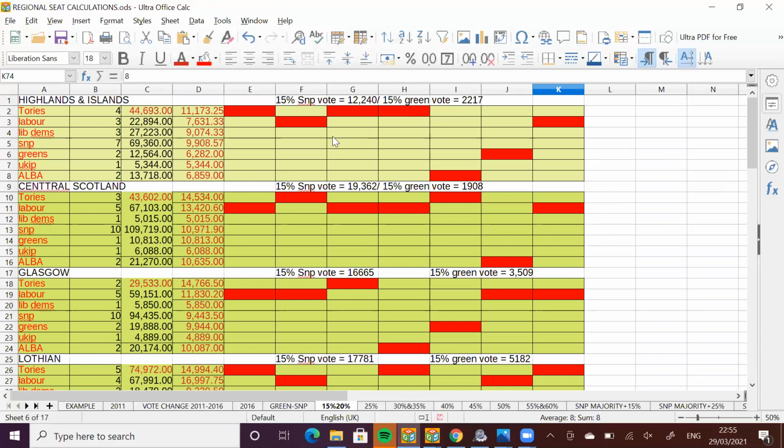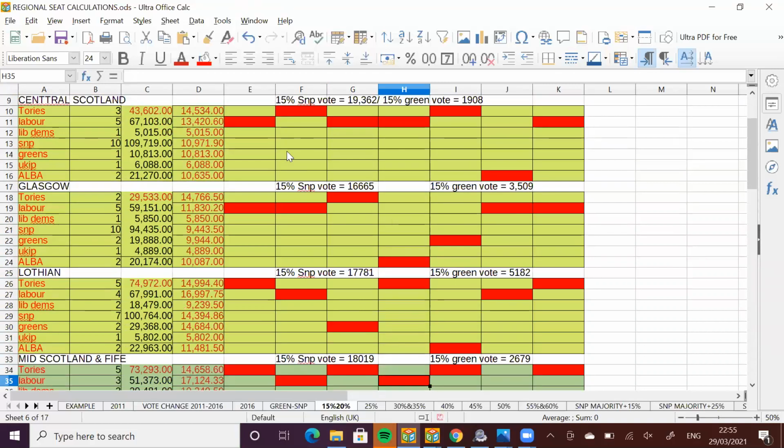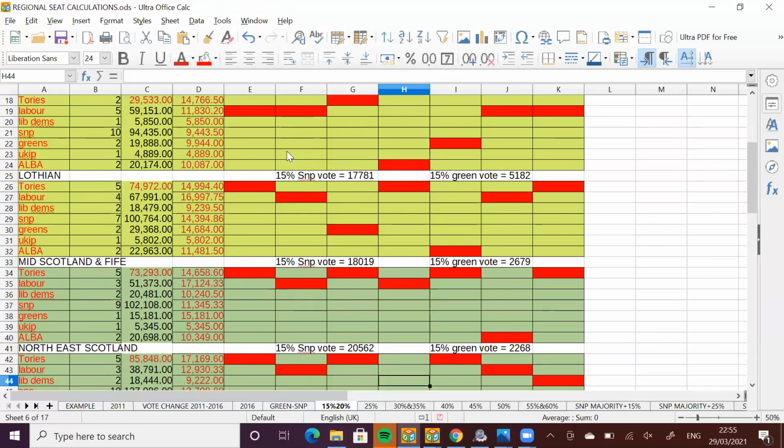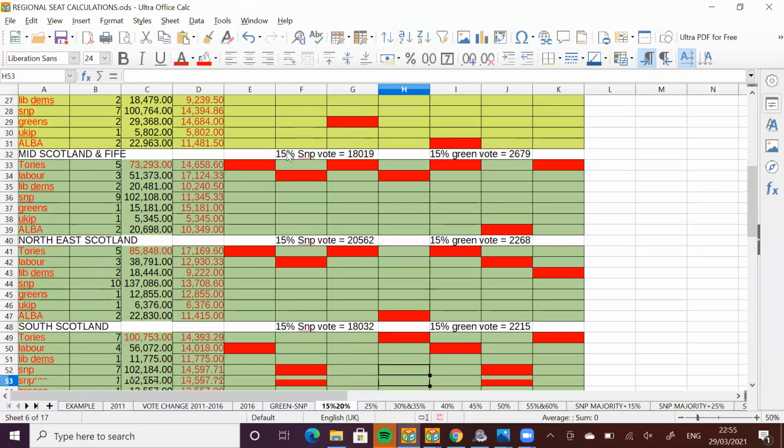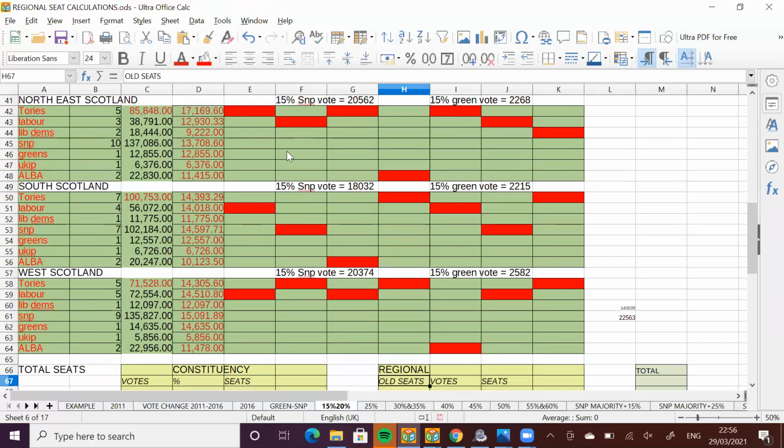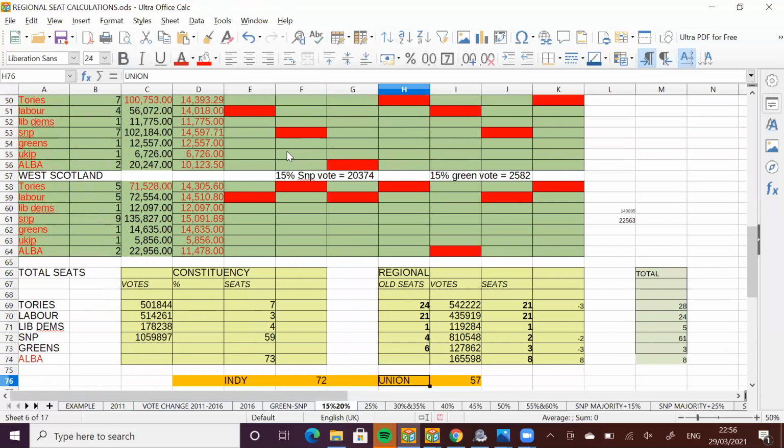And then I've built up the percentage of SNP votes. So I'll go down this slowly. This is 15% of the 2016 SNP vote and 15% of the 2016 Green vote going to Alba. So again, I'll go down every region. So the 15% would actually get Alba a seat in every region. And this is the one to focus on here.